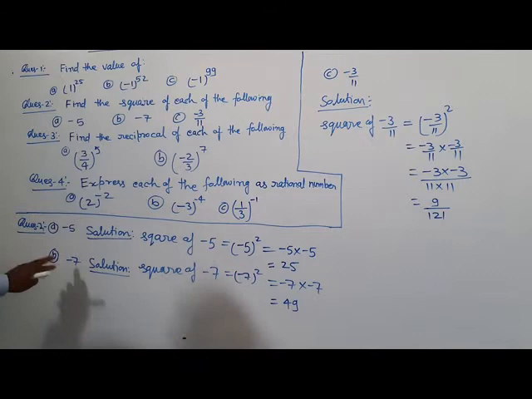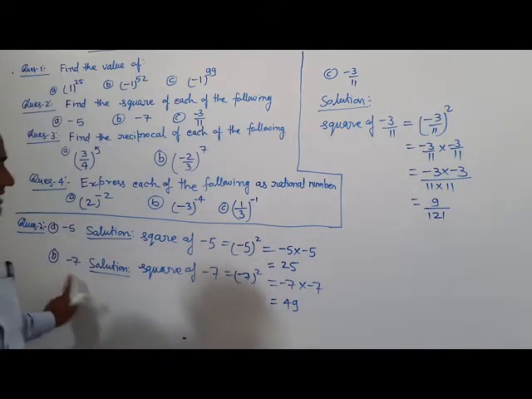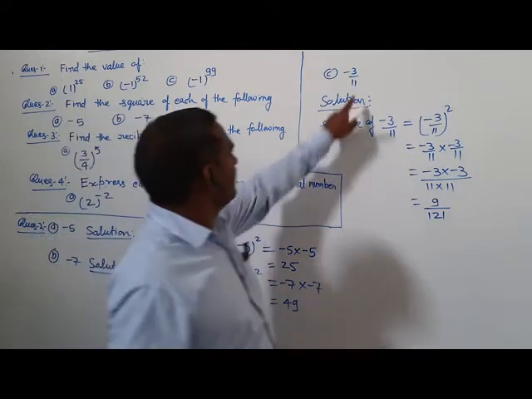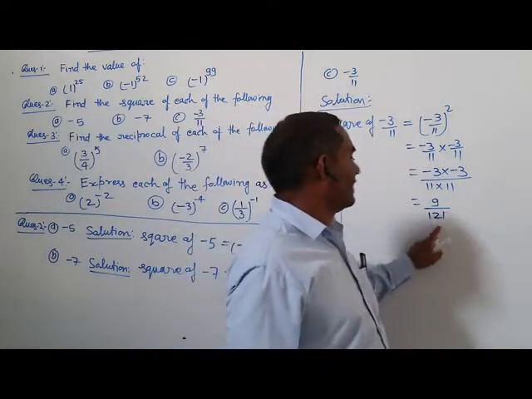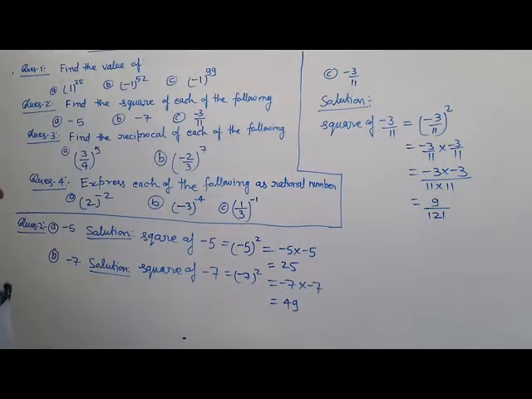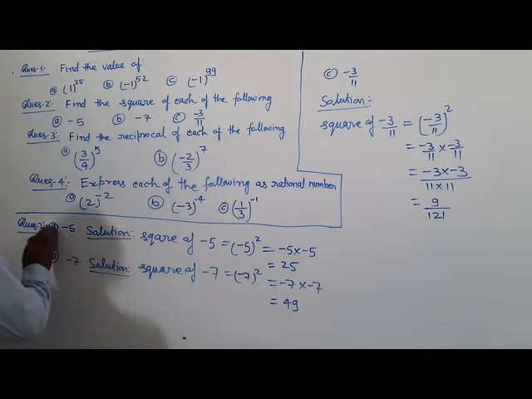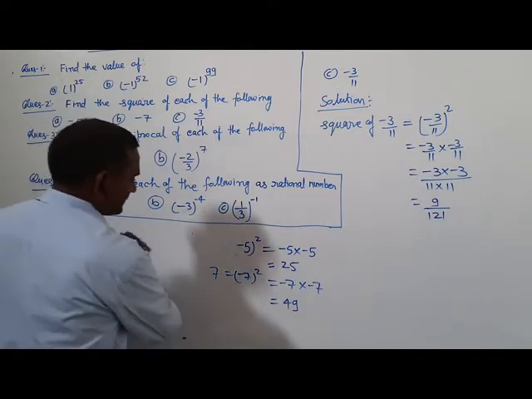So square of minus 5 is 25, square of minus 7 is 49, square of minus 3 by 11 is equal to 9 by 121. And all of you can solve this type of question from your exercise book. Now we have to solve question number 3.